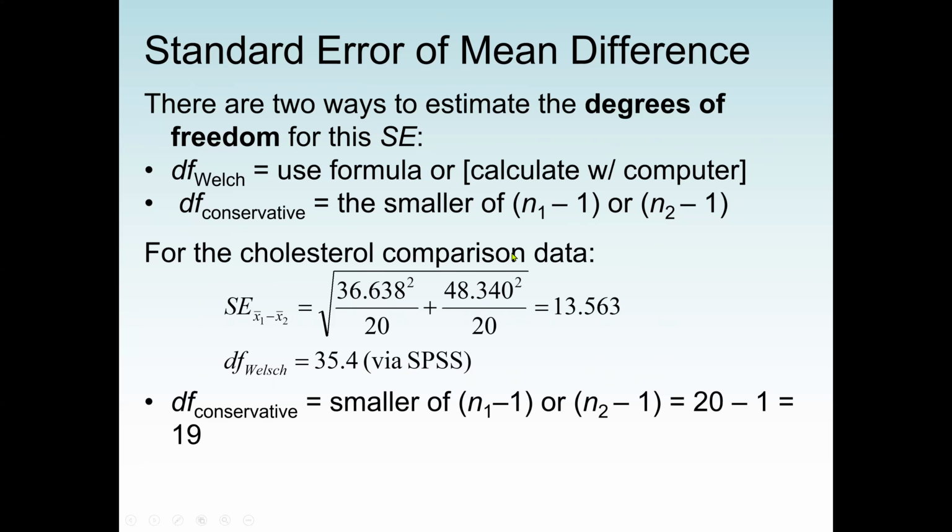For the cursory comparison data, the standard error again will be, as we said, the variance of the first sample. Here we know the standard deviation of the first sample, so we square it, divided by the sample size, plus the standard deviation of the second sample squared divided by its sample size. Square root, we get 13.563. And the degree of freedom, if we use SPSS, we get 35.4. Now the degree of freedom for conservative, we say the smaller of n1 minus 1 or n2 minus 1. Since n1 and n2 are 20 and 20, then degree of freedom will be 19, 20 minus 1.